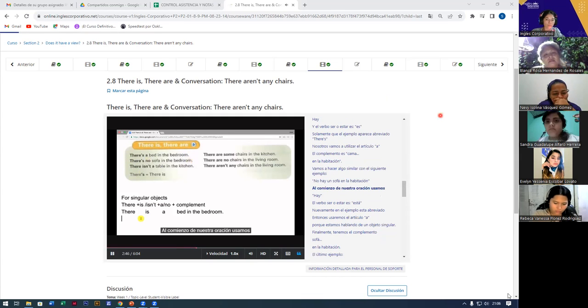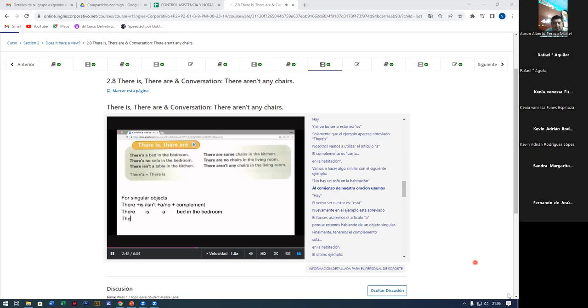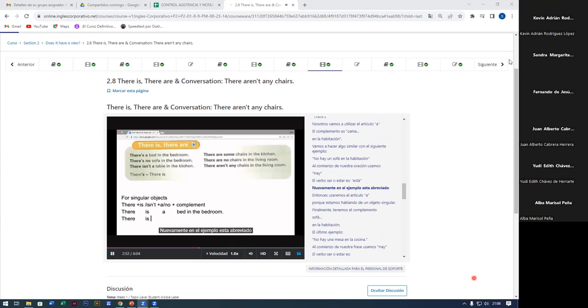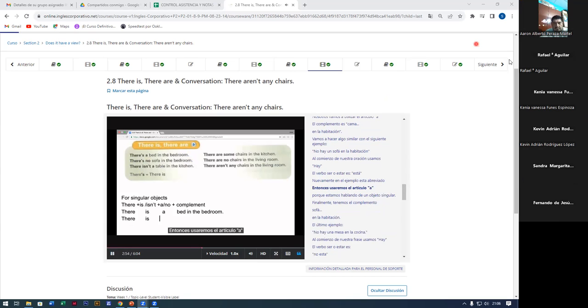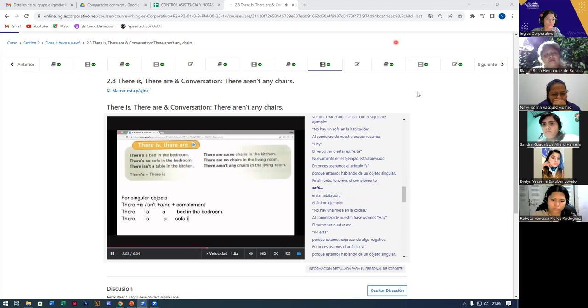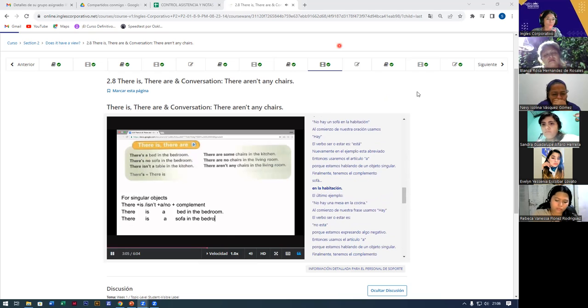At the beginning of our sentence, we have there. The verb to be is. Once again, in the example it is contracted. Then we will use the article a, because we're talking about a singular object. Finally, we have the complement, sofa in the bedroom.